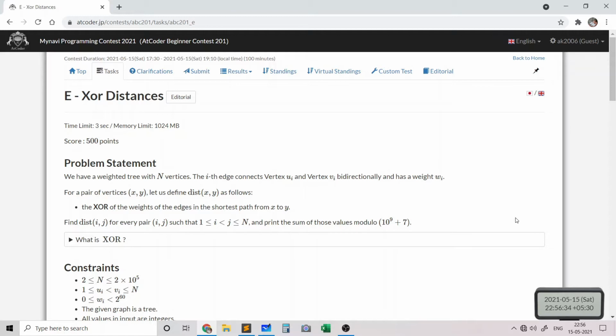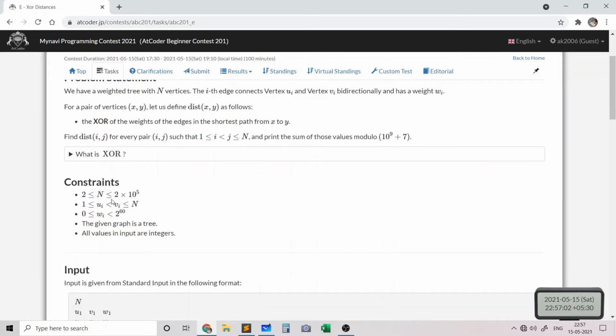What we need to find is the sum of distance(x, y) for all pairs x, y, and distance(x, y) is a function which is basically the XOR of the weights of the edges in the shortest path from x to y. So if we consider the path from x to y, then we need to take the XOR of the weights of all edges in that path, and we need to sum that up for all x, y.